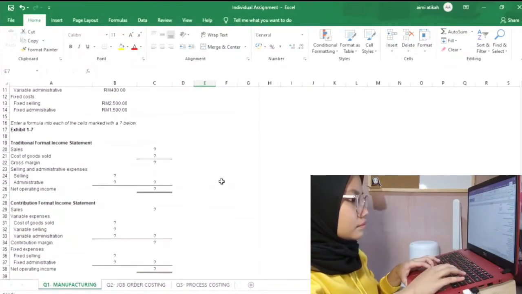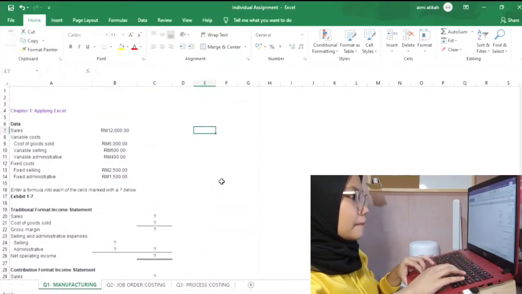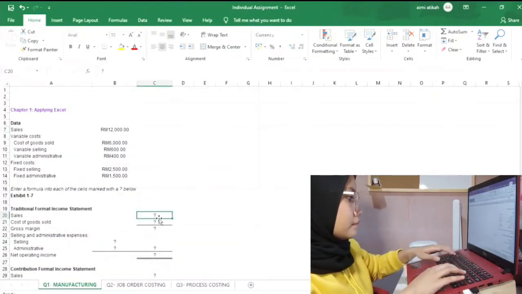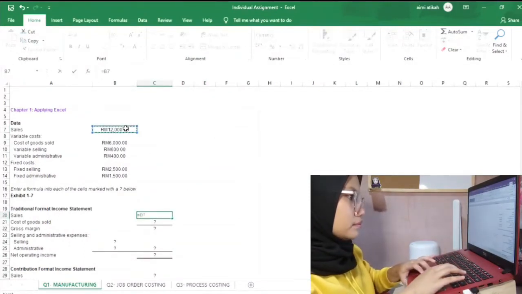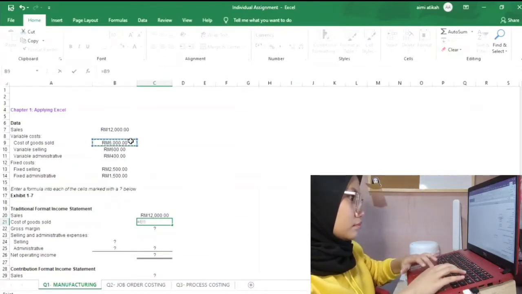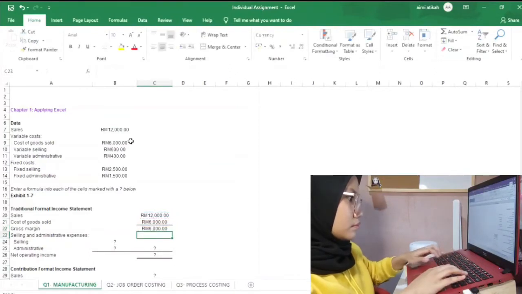Today I will solve question 1 first. I will observe the information given. Then I will take the sales amount. After that, the cost of goods sold amount. And I will subtract cost of goods sold from sales to get gross margin.